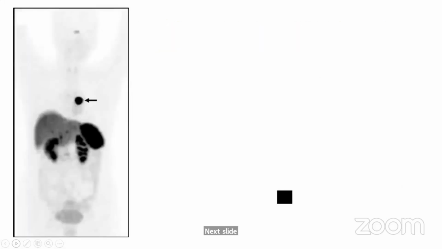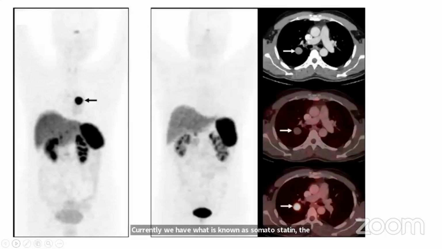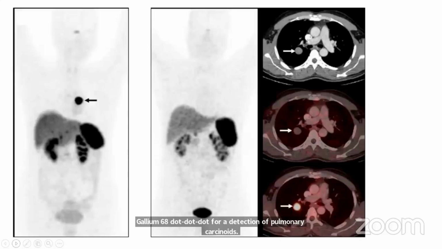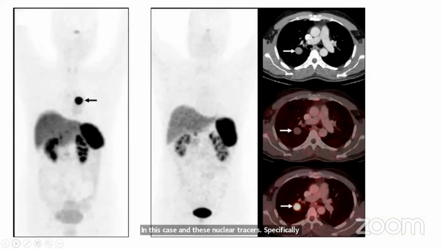Coming to the nuclear medicine aspects, currently we have what is known as somatostatin receptor specific PET imaging, which is known as gallium-68 DOTATATE PET CT for detection of pulmonary carcinoids. What happens is we do a whole body scan in this case, and these nuclear tracers specifically bind to the somatostatin 2, 3 and 5 receptors. So we have a radionuclide, which is gallium-68, which is bound to the peptide, which goes and localizes to the somatostatin receptors.